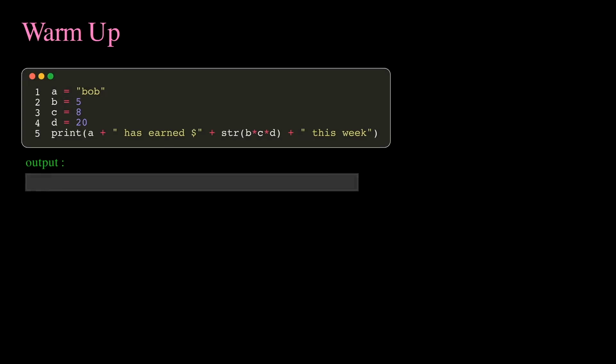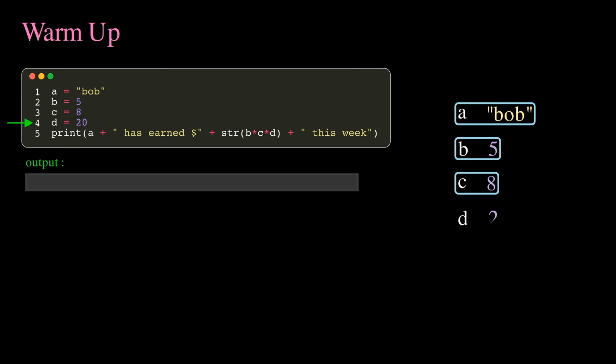Okay, hopefully you have got your answer. As the program executes from the top to the bottom, the variables a, b, c, d each store their respective data. On line number 5, we have a string concatenation, which begins with the variable a. We know that a is the string Bob, adding with has earned, plus the string of b times c times d, which is 5 times 8 times 20, 800, and joined again with this week. So the final output is Bob has earned $800 this week.